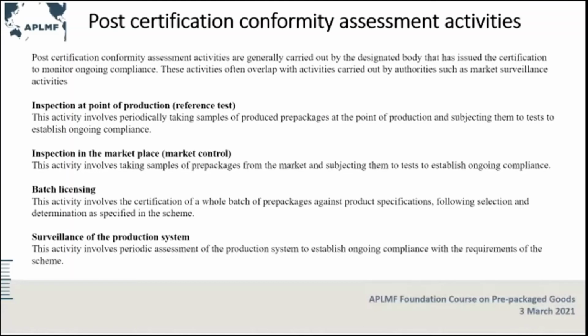And then the third activity is regarding batch licensing. This activity involves the certification of the whole batch of the prepackages against the product specification, following the selection and determination as specified in the scheme. So it means that each batch of the prepackages in the production line is given the certificate to make sure that everything in the batch is under control.